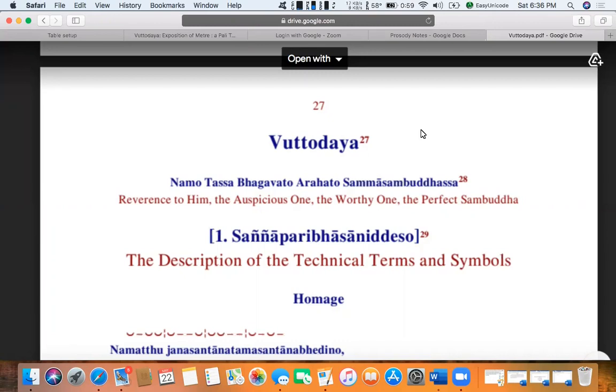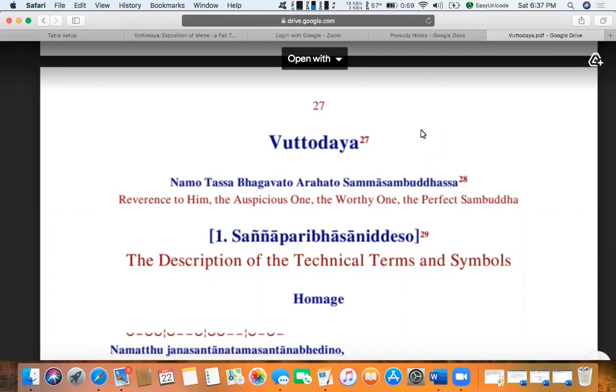Vuttānaṃ udayo etasmā, from this book or from this work, the arising of verses, stanzas or gathas, occurs. That's why we call this work Vuttodaya. Literally, it means the composition of meters, but the actual meaning according to the definition is the place from where stanzas arise and occur. So we call this Pāḷi prosody.